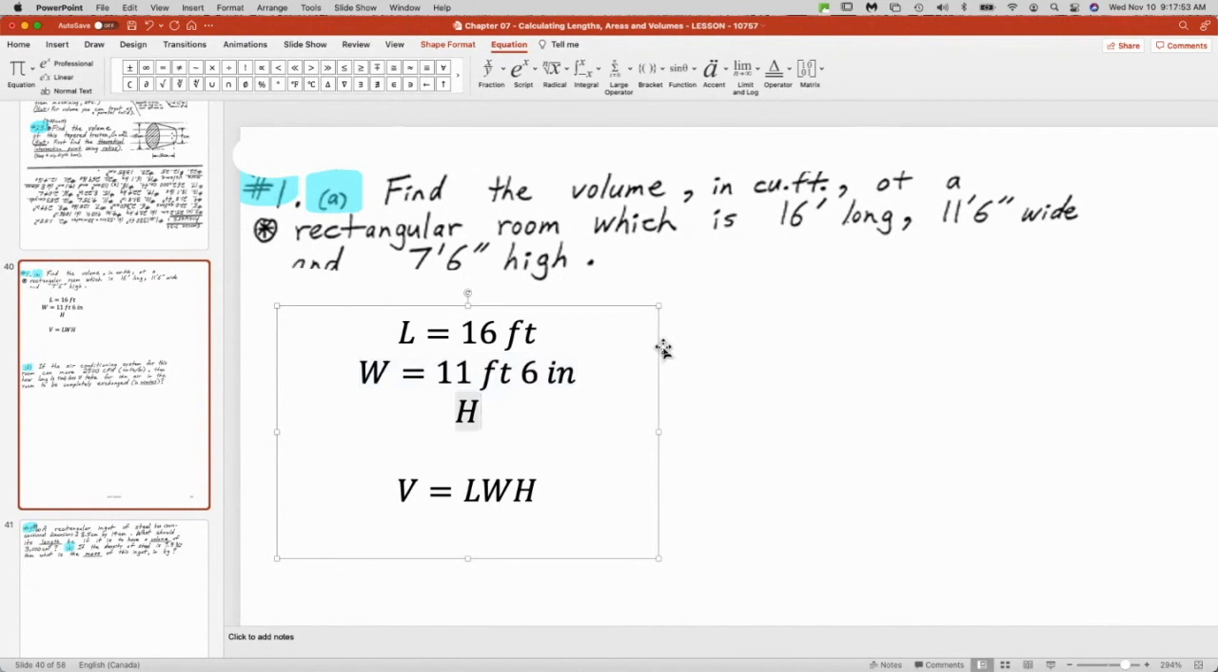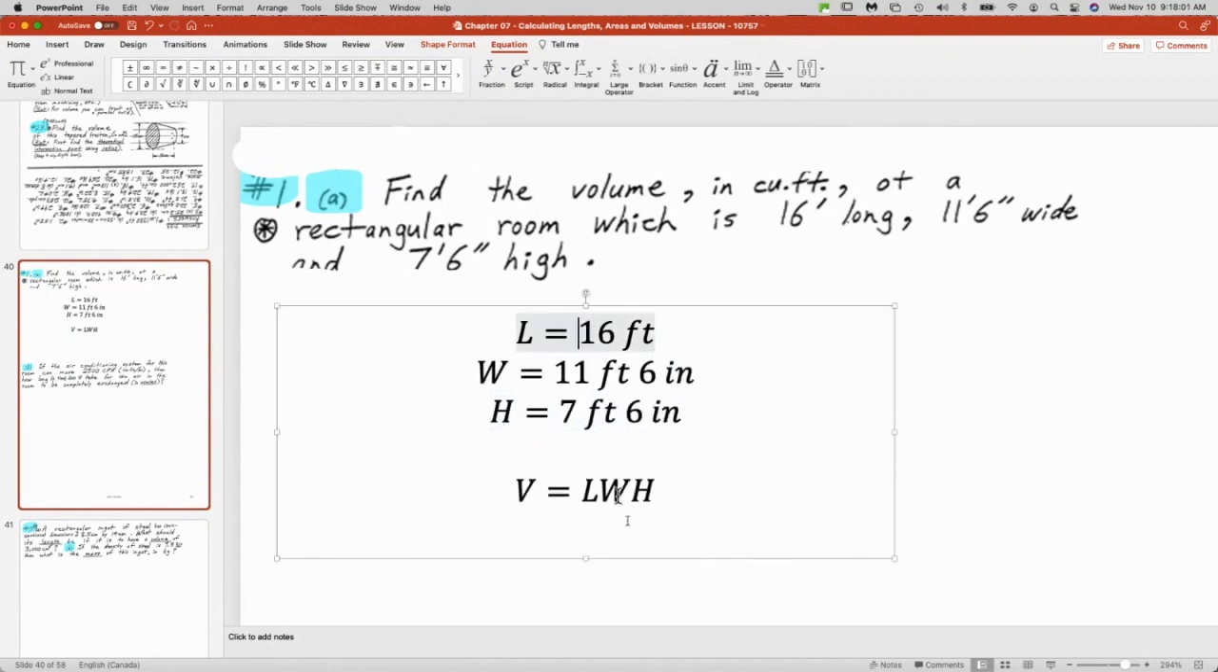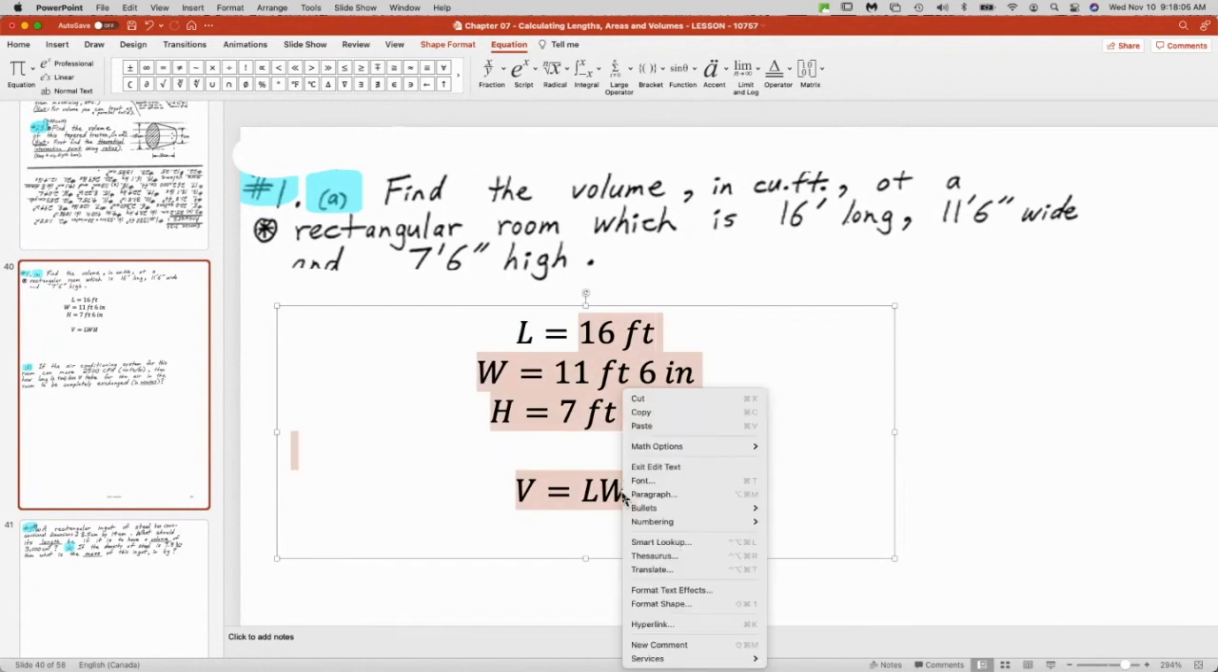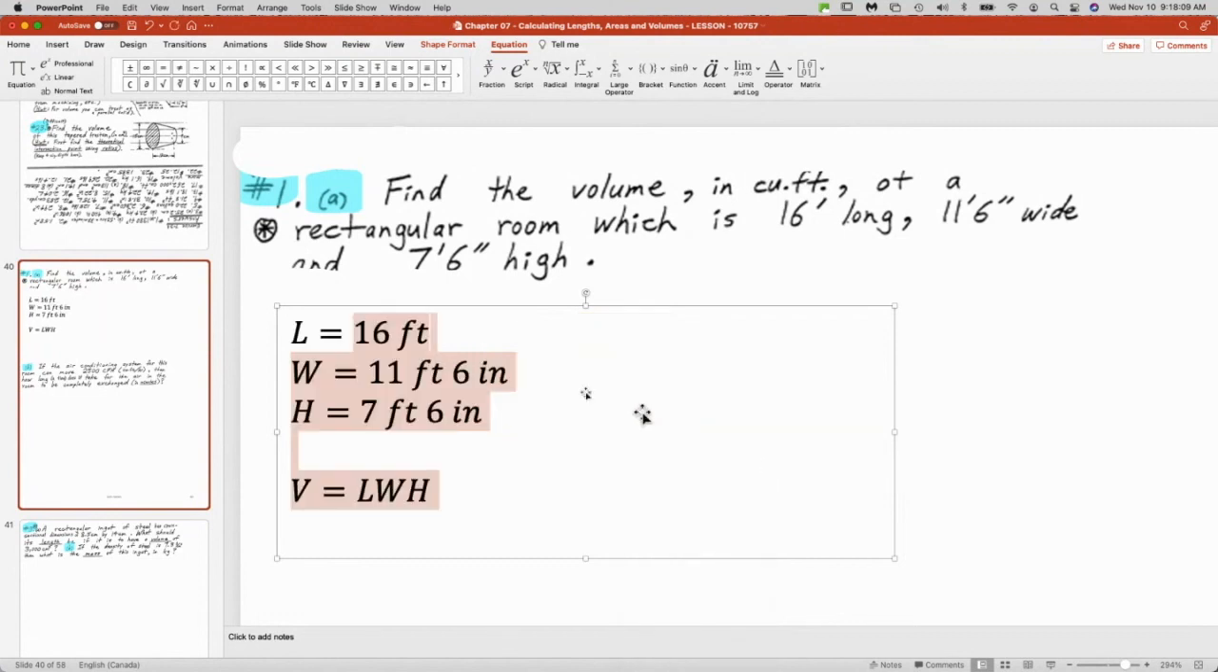I'm seeing all these answers. I'm getting overwhelmed. Thank you. But those are the values that I've just accessed from the question. And yeah, it's length times width times height. But we're going to talk about this thing here. Okay, 11 feet 6 inches is, okay, it's very convenient. It's 11 and a half feet.